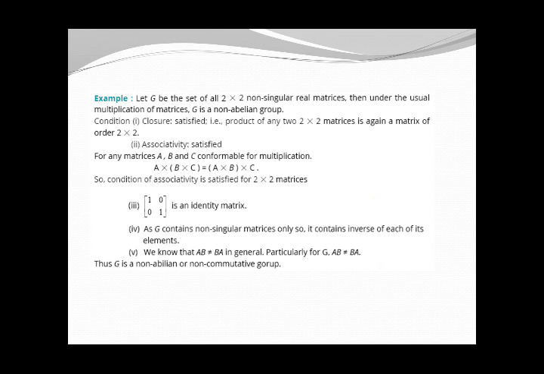Now here we have an example. We consider the set G of 2 cross 2 non-singular matrices. Non-singular are those whose determinant is not equal to 0. Now this set contains matrices of order 2 cross 2. If we multiply two matrices of order 2 cross 2, the answer remains 2 cross 2. It means the closure property holds.